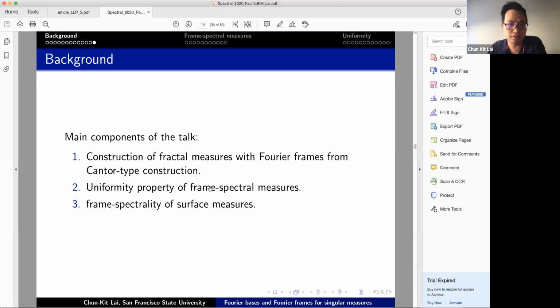We can actually find a uniformity, which looks like Hausdorff measure, as an important necessary condition for a measure to have a Fourier frame. And finally, surface measure: instead of studying just the Cantor measure, we actually have some results on surface measure, like the surface of the unit sphere. Are they frame spectral? So that's what I plan to go through.